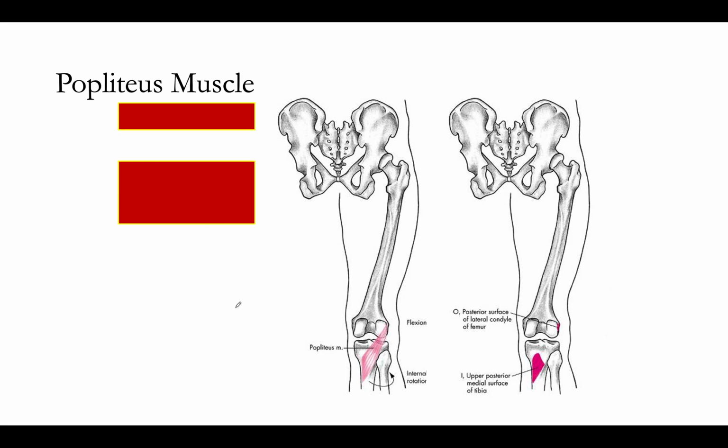The popliteus muscle is important because it initiates flexion of the knee. It originates on the lateral condylar surface of the femur, and then it's going to insert on the upper medial surface of the tibia. But most importantly, it does internal rotation of a flexed knee. So it provides the ability for the tibia to rotate for weight bearing on the medial side of the femur and the tibia.